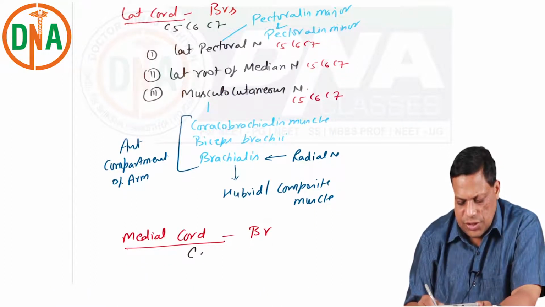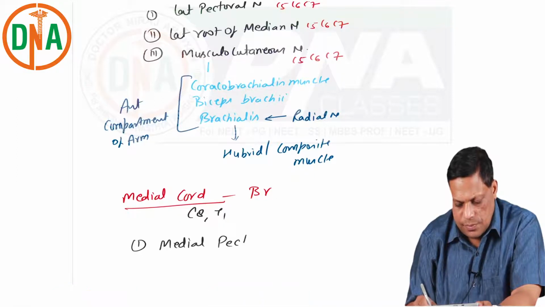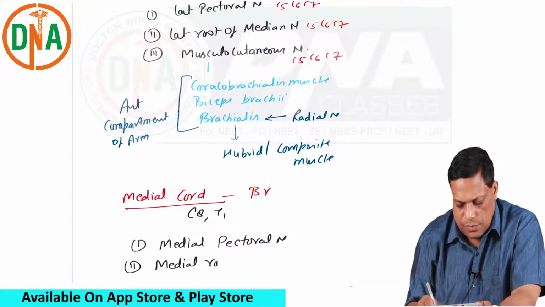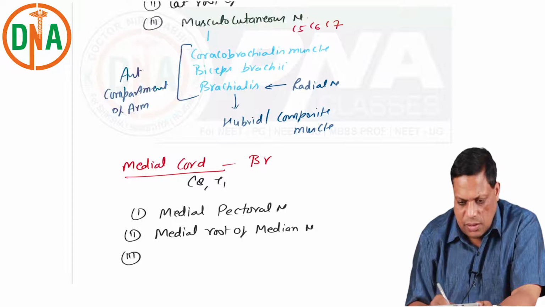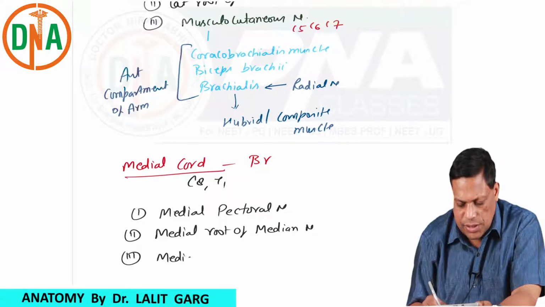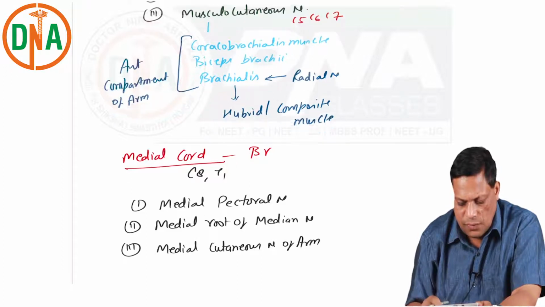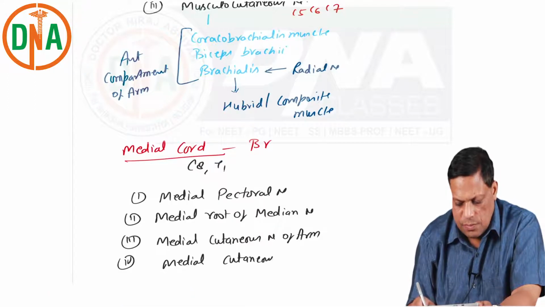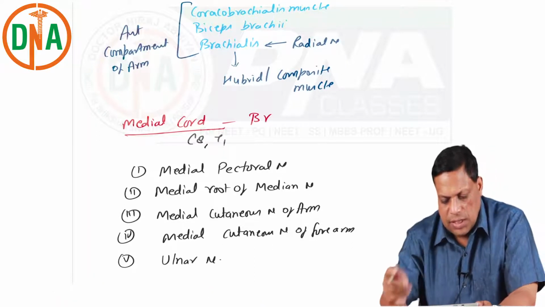Its root value is C8, T1, and the branches are: number 1, medial pectoral nerve; number 2, medial root of median nerve; number 3, medial cutaneous nerve of arm; number 4, medial cutaneous nerve of forearm; and number 5 is ulnar nerve. So these are the branches of the medial cord.